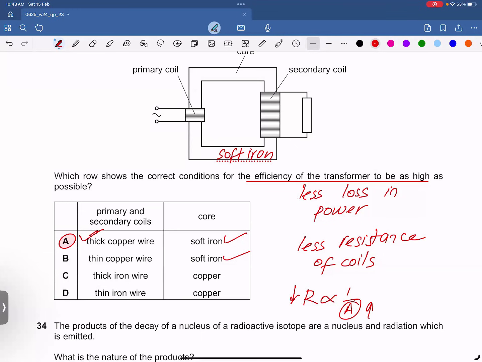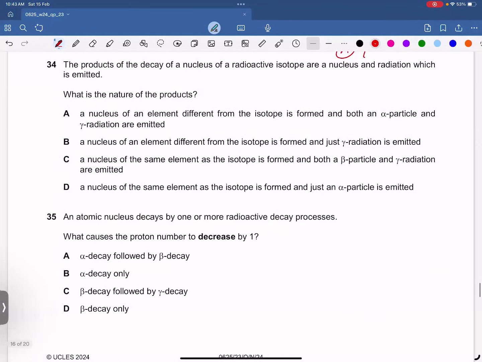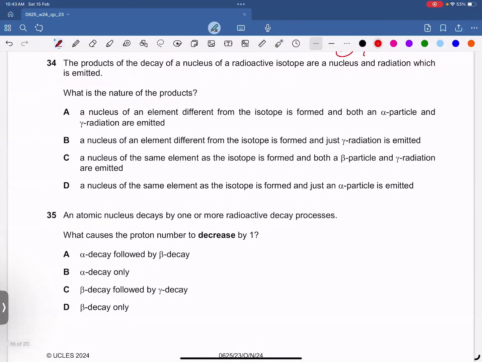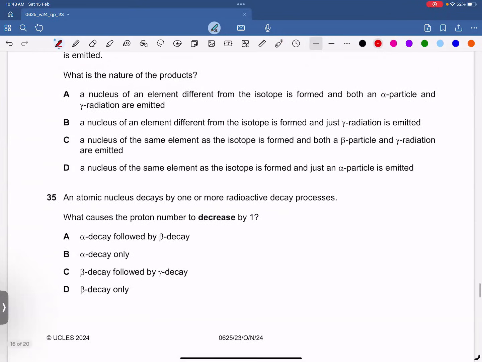Let's proceed to question number 34. The products of decay of a nucleus of a radioactive isotope are a nucleus and a radiation. What is the nature of the products? Decay product, you know, alpha, beta, gamma decay. A nucleus of an element different from the isotope is formed when an alpha particle is emitted along with gamma. The reason is alpha causes the proton number to decrease by 2, so it will give a different isotope. So option A is right.